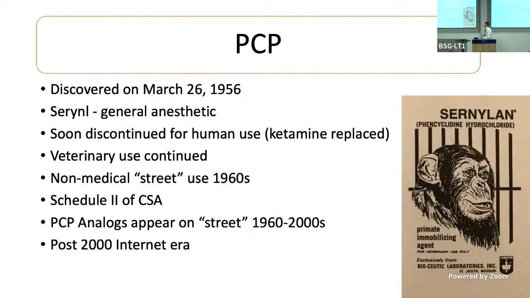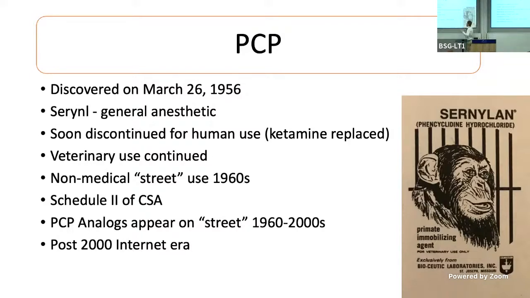Okay, so just quickly, a little more history on PCP. So again, it was discovered in 1956. It was marketed soon thereafter. Regulatory processes were very different then, as a general anesthetic, but it was soon discontinued and replaced by ketamine, which had better pharmacokinetic properties. Patients would come out of anesthesia and be dissociated and hallucinating for hours on end. Whereas with ketamine, half-life's really short and they're out fast.